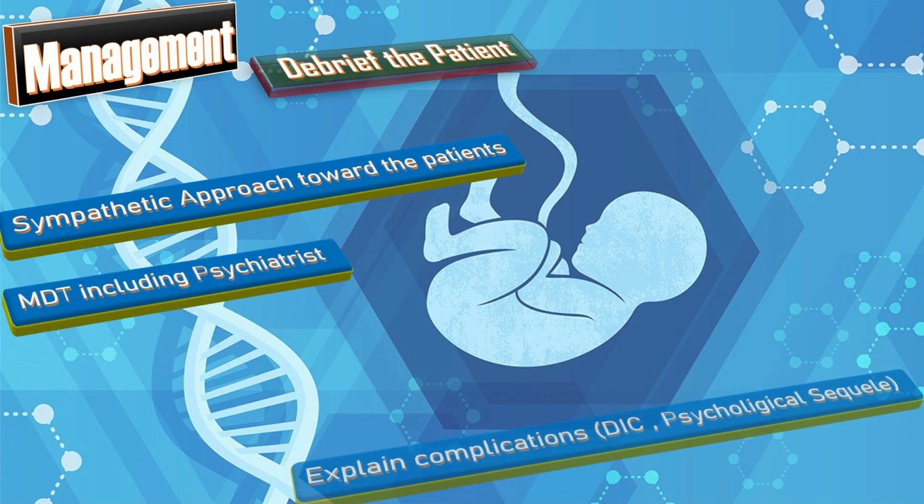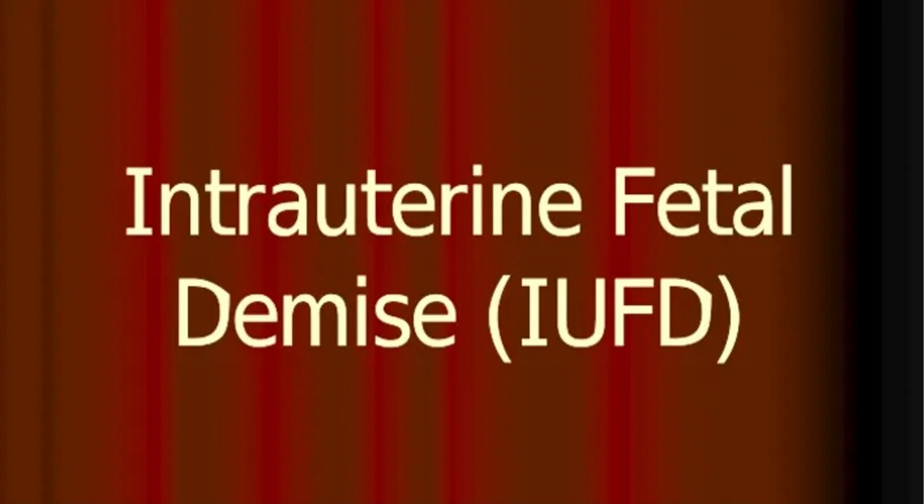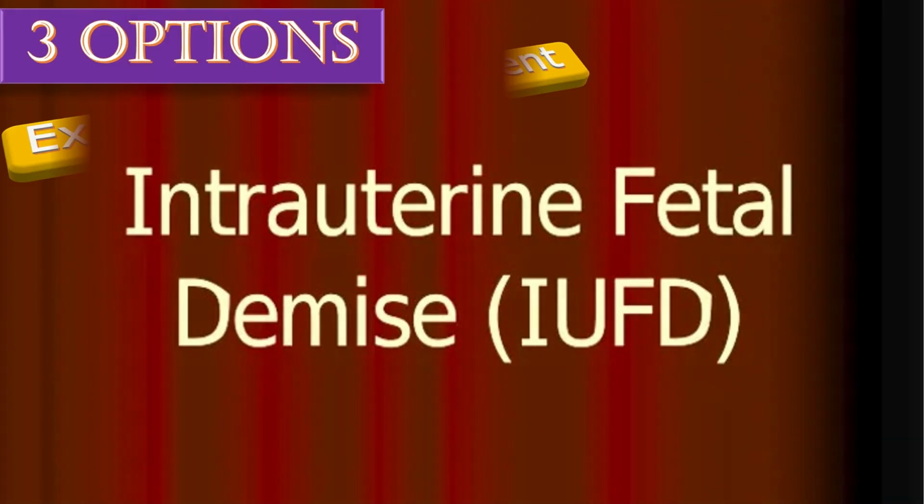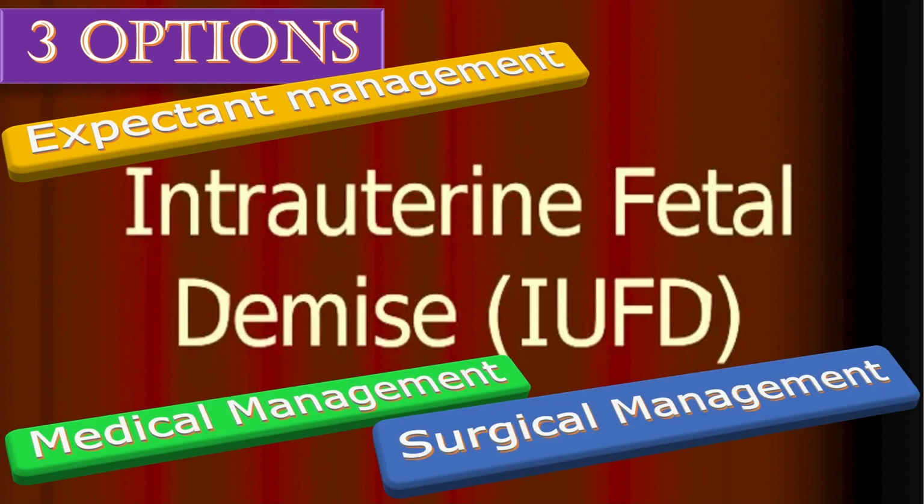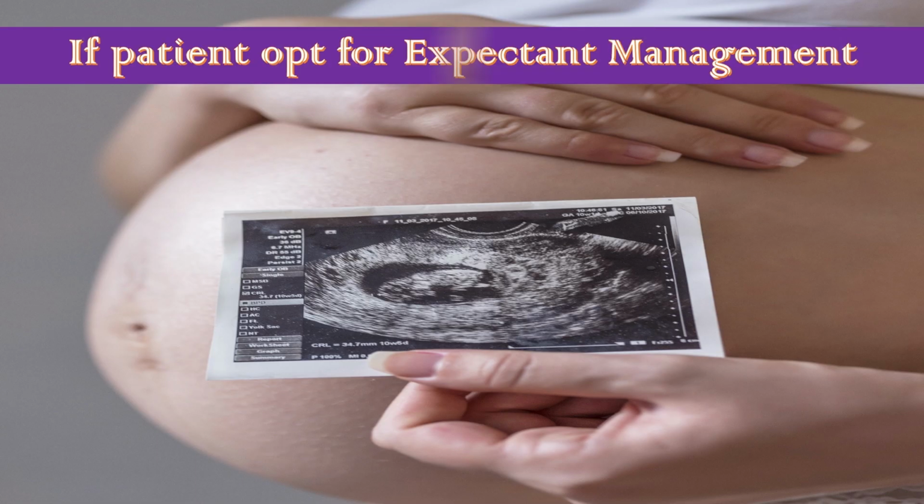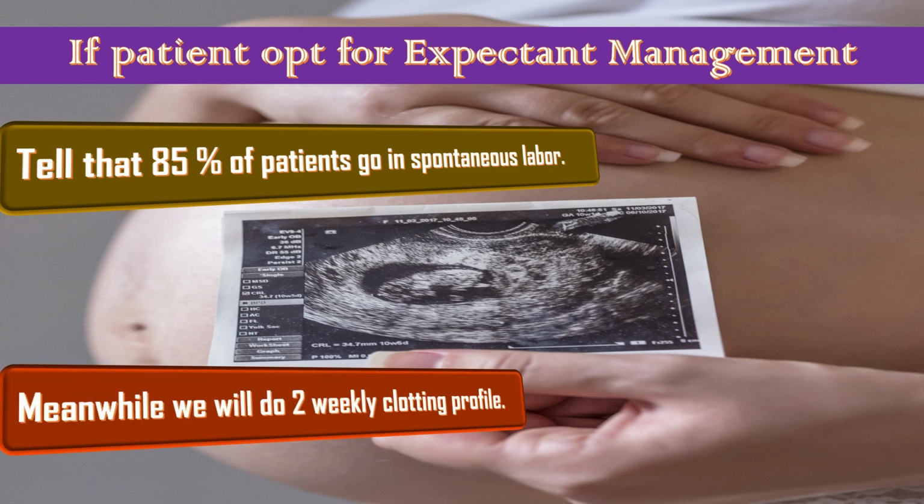In the management, first of all, debrief the patient, have a sympathetic approach toward the patient, involve the MDT, including a psychiatrist, and explain the complications like DIC and psychological sequelae. And explain the three options, which include expectant management, medical management, and surgical management. If the patient opts for expectant management, tell her that 85% of patients go into spontaneous labor. Meanwhile, we will do a 2-weekly clotting profile as well.